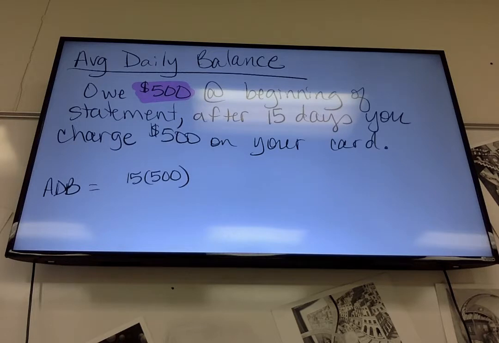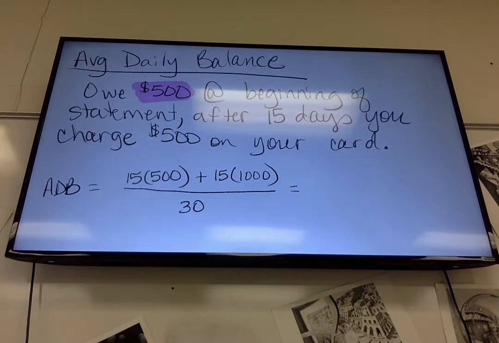1,000. So we're going to add another 15 days, because it's the last 15 days, but this one's going to be times 1,000. Because we had the 500 that we had to start with, plus our new 500. And then we divide that by the total number of days in our cycle, which, since we don't know, we're assuming it's 30. And this is why I gave you the calculator. You might need that to figure it out.